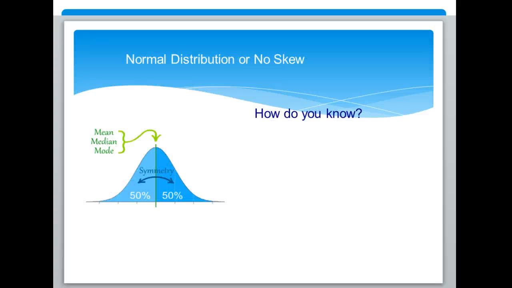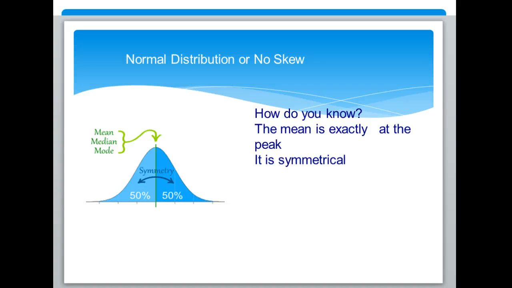Then you have the normal distribution, or no skew. In this case, your median, your mode, and your mean are all at the peak. They're at the same place. So your mean is exactly at the peak, and your data is all symmetrical. So you have the same number of data points on the left as you do on the right. So it's known as a normal distribution. You might have heard of it as a normal bell curve also, or no skew. So there's no skew. It doesn't tend in either direction.